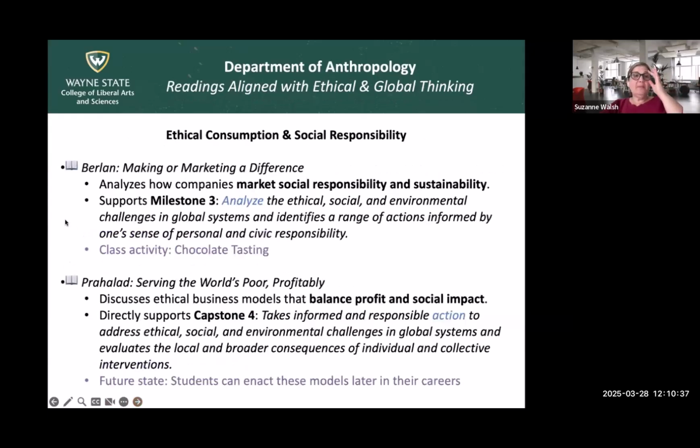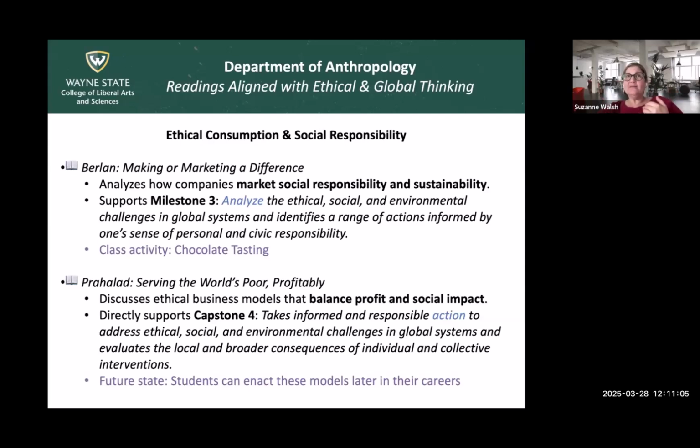We also do a reading from Berlin, Making or Marketing a Difference. Again, this falls under milestone 3, the analysis. And we actually do a chocolate tasting in the class. We taste the chocolate not because I'm any expert in chocolate at all, but we're really looking at chocolate from the perspective of how does it fit within this sort of global supply chain? And what are the ethical factors that are happening within that global supply chain?